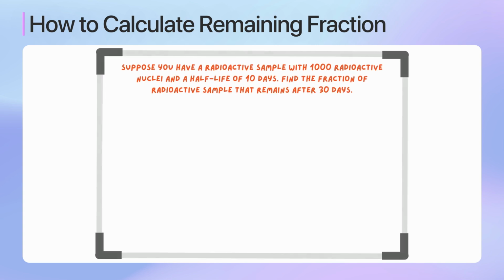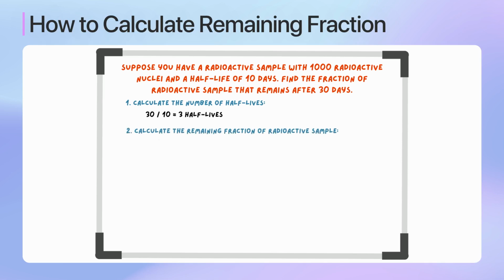Now let's consider the second kind of calculation we'll be asked to do, finding the fraction of a radioactive sample that remains after a certain period given the half-life. Suppose you have a radioactive sample with 1,000 radioactive nuclei and a half-life of 10 days. We are now asked to find the fraction of radioactive sample that remains after 30 days. To do this, we first calculate the number of half-lives. In this case, we divide 30 days by 10 days per half-life. This gives 3 half-lives.